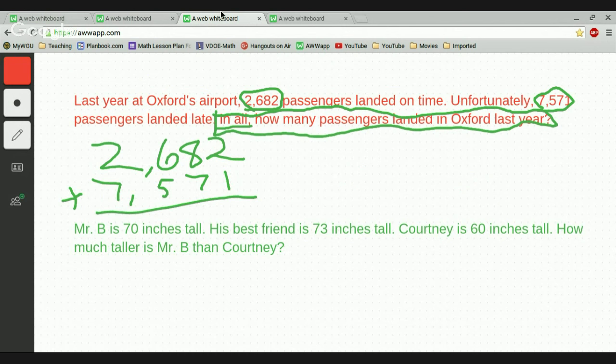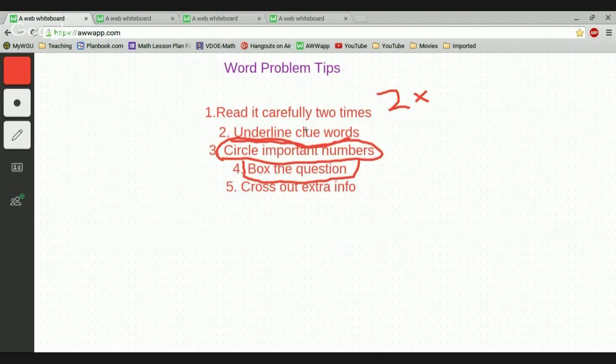Mr. B is 70 inches tall. His best friend is 73 inches tall. Courtney is 60 inches tall. How much taller is Mr. B than Courtney? So I've read it carefully 2 times.